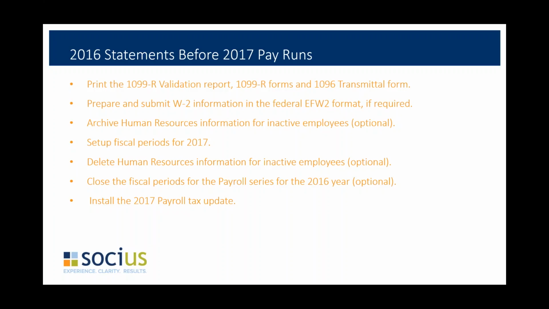The last step here is installing the 2017 payroll tax update. There are two updates that are going to be available to you as you get to the end of the year. One is called the year-end update, and the next is a payroll tax update. The year-end update, just to summarize, prepares you for your year-end closing process, whether that be form updates or whatever it may be. The payroll tax update prepares you for the new year. Any tax changes that will be in place for the beginning of the new year will be installed as part of that process.